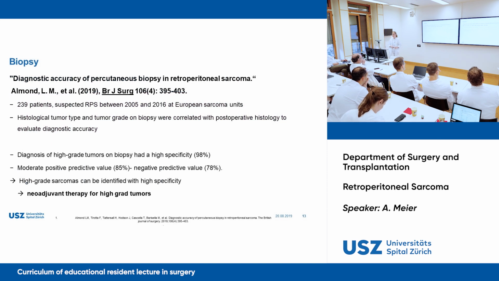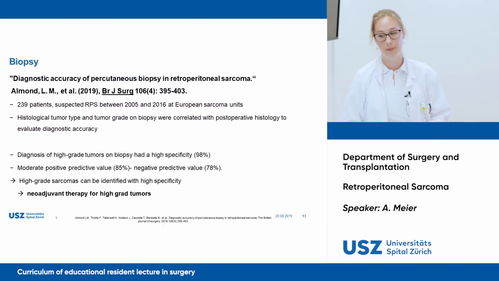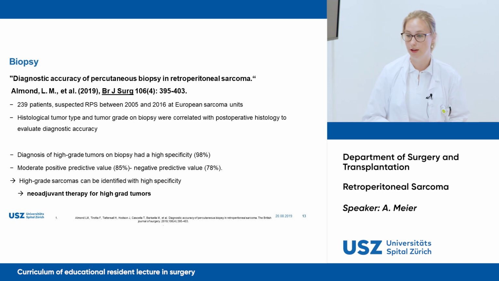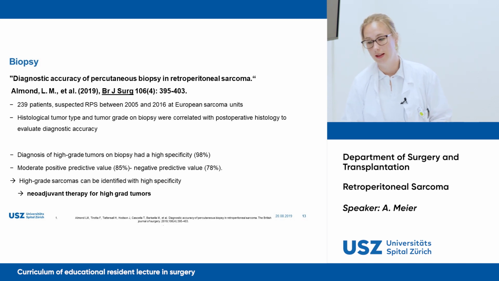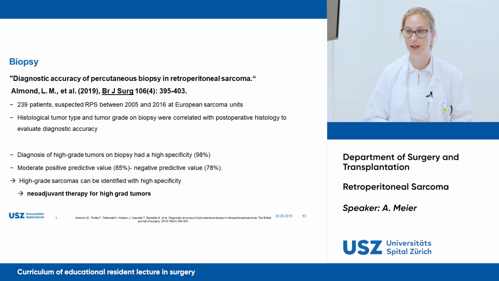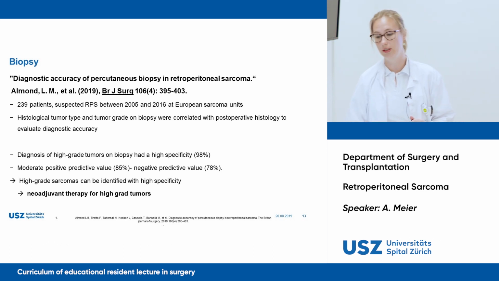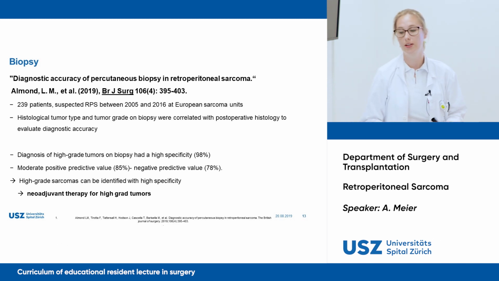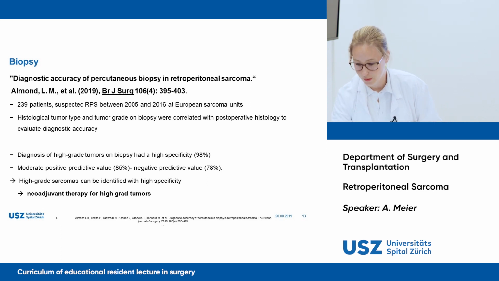The biopsy, there is a study published this year showing the diagnostic accuracy of percutaneous biopsy in retroperitoneal sarcomas. They looked at about 240 patients who had a retroperitoneal sarcoma between 2005 and 2016 in European sarcoma units. And they matched the histological tumor type and grade from the biopsy with the postoperative specimen, to evaluate the diagnostic accuracy.